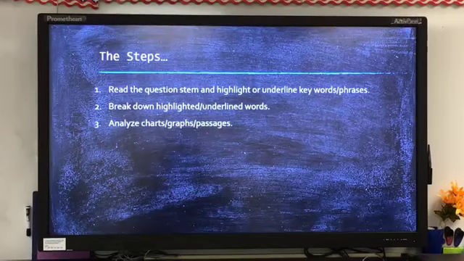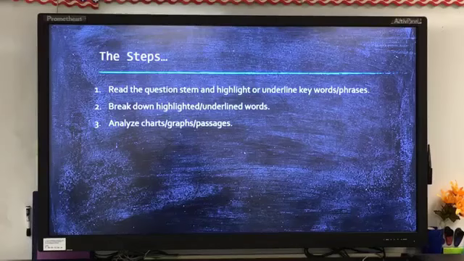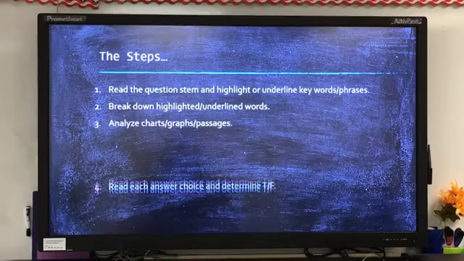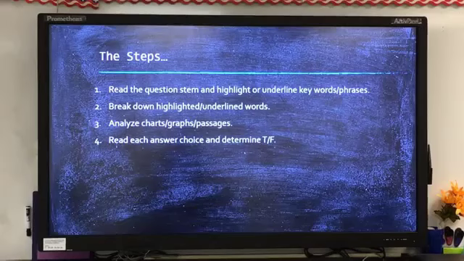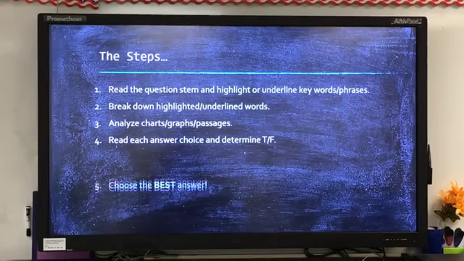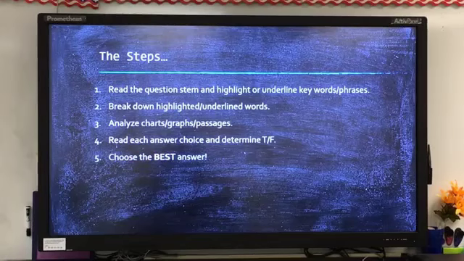Third, you're going to analyze any charts, graphs, or passages given to you in the question. Fourth, you're going to read each answer choice and determine if those answers are true or false. And last, you're going to choose the best answer.